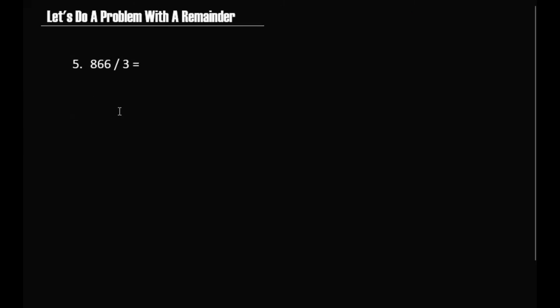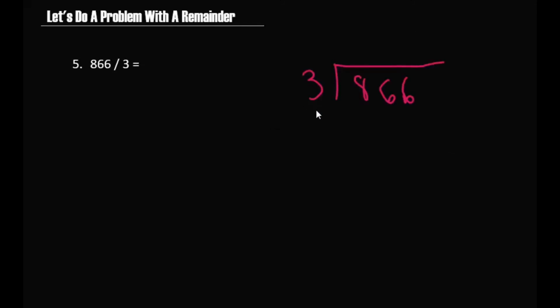We have another problem that has a remainder. So let's just write our problem down. Now we're just going to see how many times 3 goes into 8. 3 goes into 8 2 times. So we're going to write a 2 up here, and we're going to see what 3 times 2 is. 3 times 2 is 6. So we're going to subtract 6 from 8. 8 minus 6 is 2.